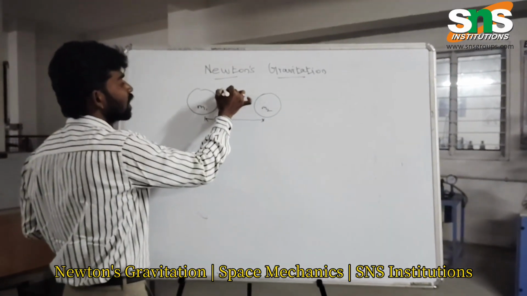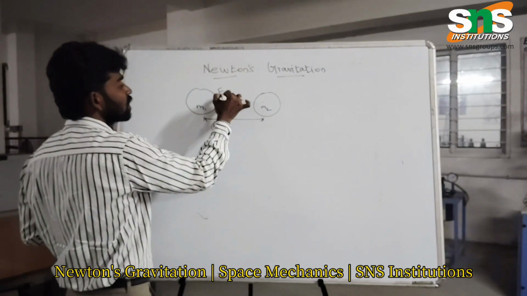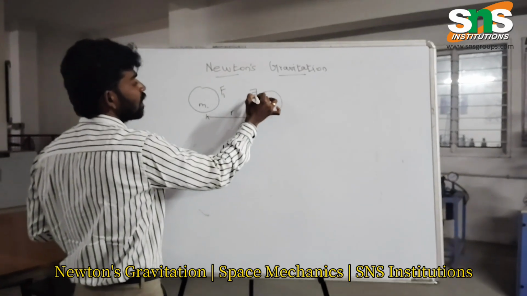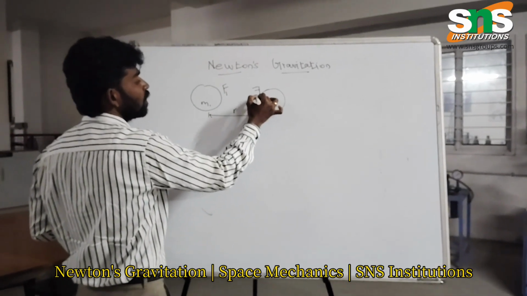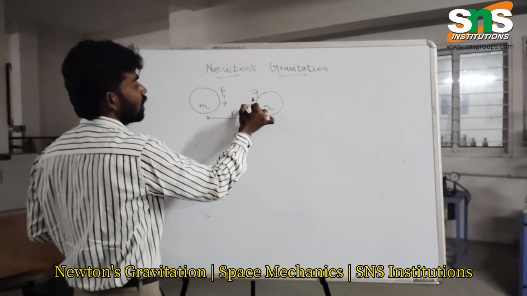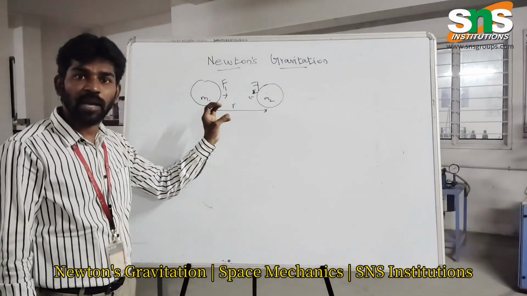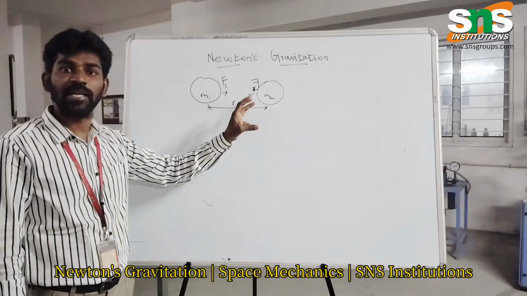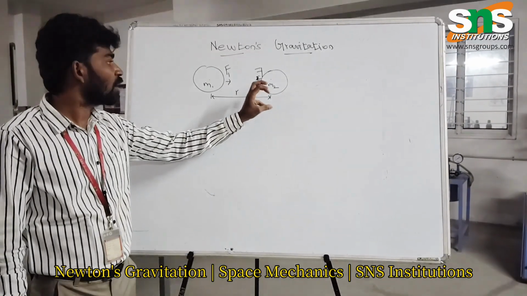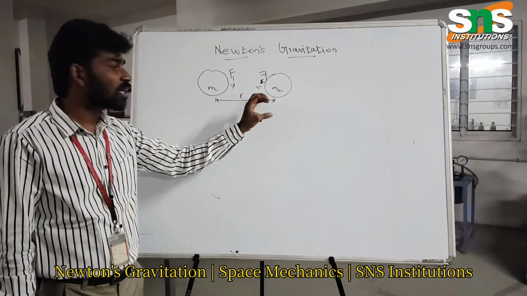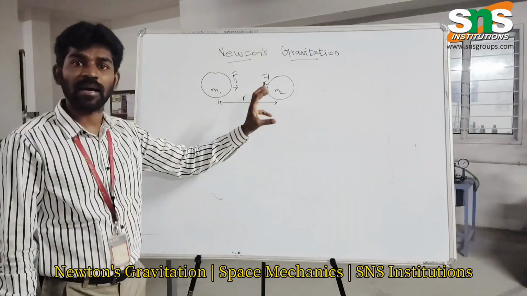Each object has a force acting on it. Here is F1 and here is F2, and the directions are also shown here. The mass m1 pertains to object 1 and mass m2 pertains to object 2, and the distance between the two masses is r.